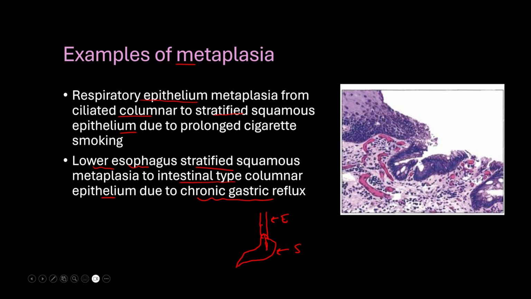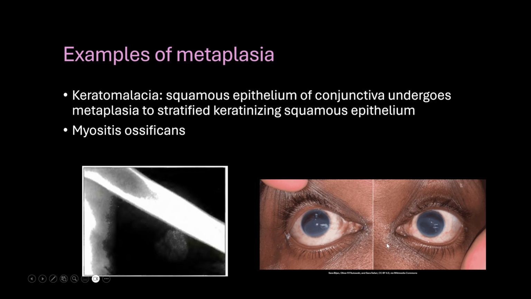In this picture, you can see this transformation. First, we have the stratified squamous that is normally present in the esophagus, but then you have the metaplastic epithelium, which is the columnar type, and you can see that it has glands, which clearly means that's an intestinal type columnar epithelium. Another example for metaplasia is keratomalacia.